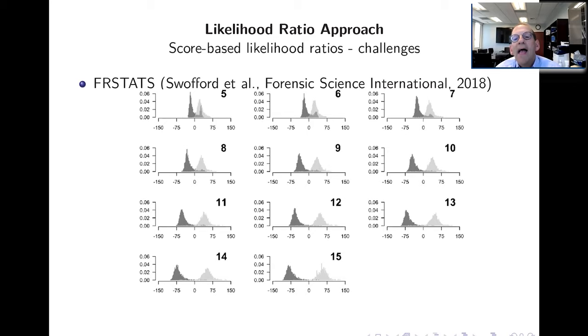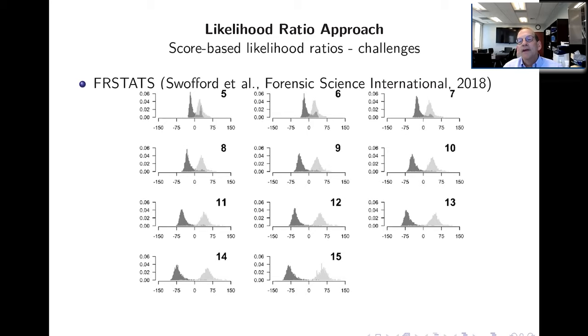And you can see, as you would expect based on what we know about latent print examiners, that the number of minutiae put into the algorithm has a big impact on the separation between the two distributions. If you have 15 minutiae, there's almost no overlap between the same source pairs and the different source pairs. Whereas if you only have 5 or 6 minutiae going in, less information, there is overlap.